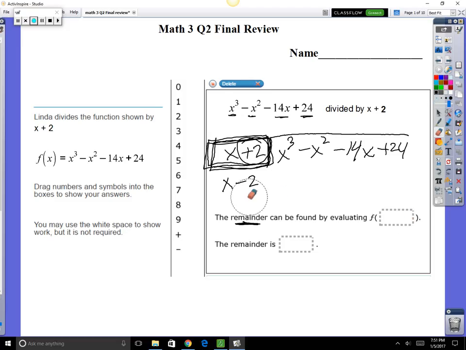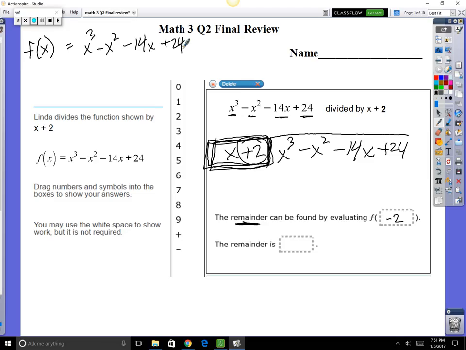So here's how the shortcut works. Since we're dividing by x plus 2, I am going to evaluate the function at a negative 2. So this is function notation. So here's your function right here. Your function is equal to x cubed minus x squared minus 14x plus 24.